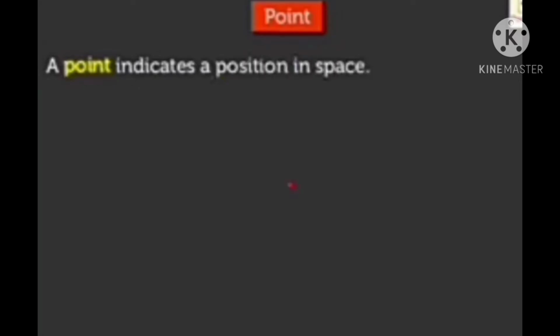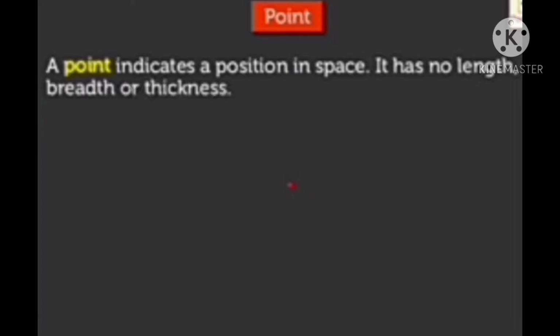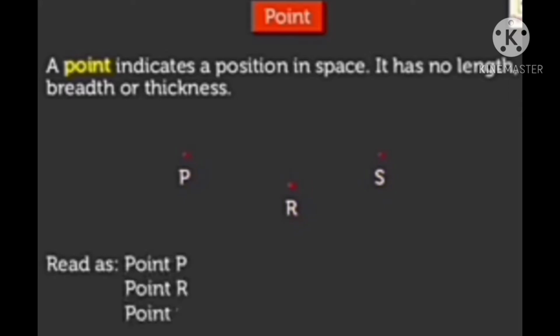So, students, the first term is point. A point indicates a position in space. It has no length, breadth, or thickness. Here, P, R, and S are the points in space, and we will read them as point P, point R, and point S.